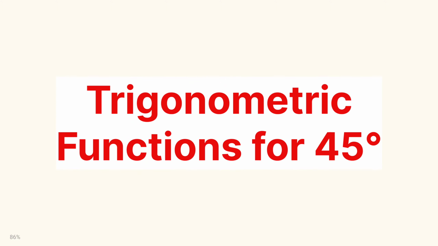So in the previous video we already discussed how to find the trigonometric functions for 60 degrees and 30 degrees. So today we are going to discuss 45 degrees. To find the trigonometric functions for 45 degrees, we have to take a right angle triangle with two equal sides. That means an isosceles triangle.